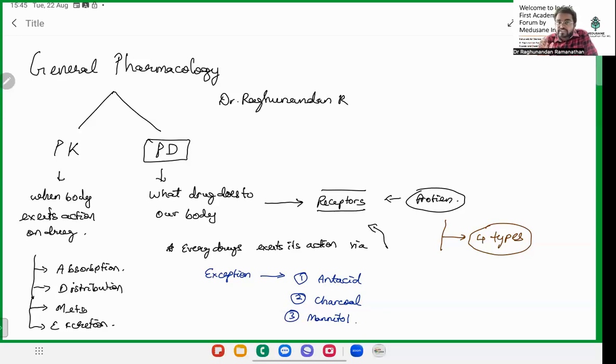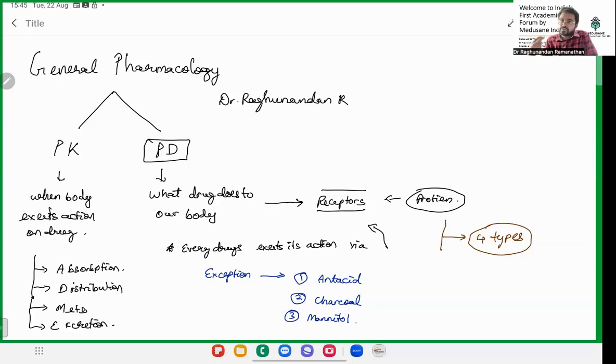What your body does to the drug is called pharmacokinetics, and what the drug does to your body is called pharmacodynamics. So pharmacokinetics basically is going to be of 4 important mechanisms. One, you are going to take the drug. That is called absorption. Once you take the drug, it has to be absorbed from the small intestine. That is called absorption.